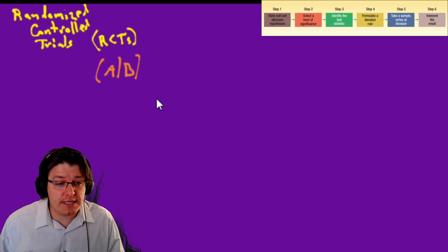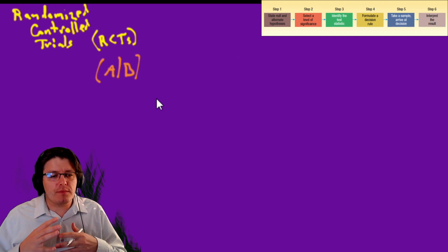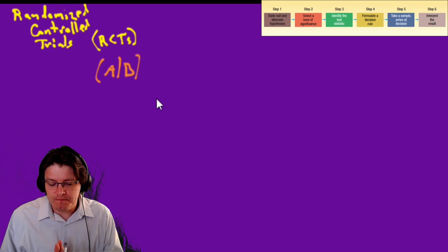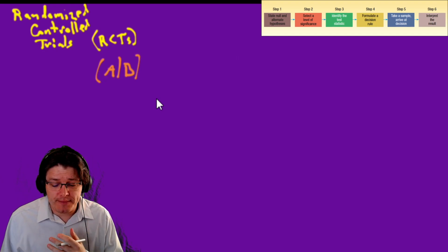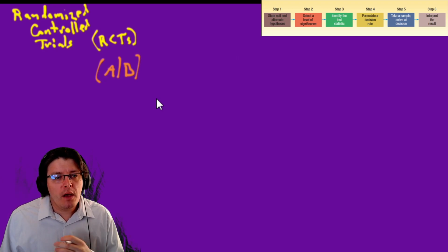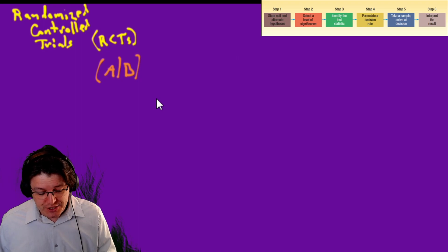So what is an RCT, and why is it the gold standard for many methods that we'd like to do, or many experiments that we'd like to do? Well, at the heart of it is this randomization.